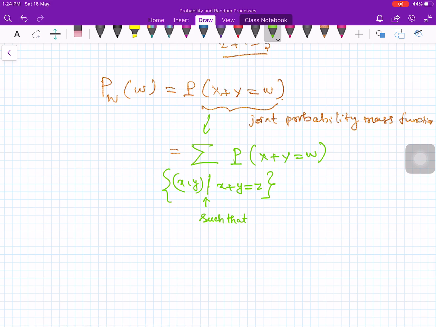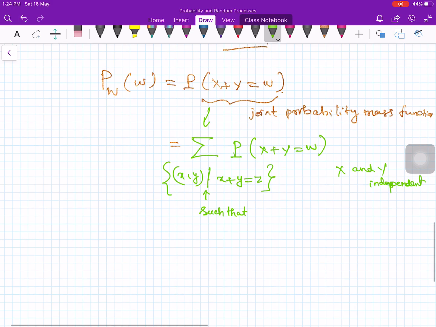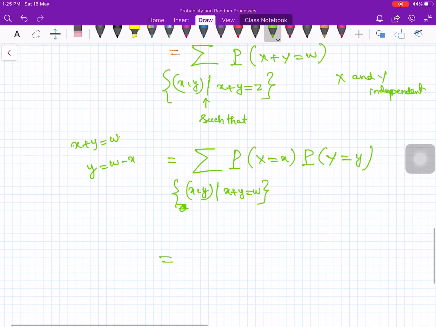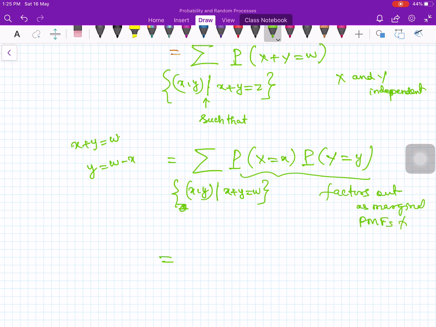Now it is a joint probability mass function and we assume that X and Y are independent. In that case, your joint probability mass function factors out into the marginal probability mass functions. Therefore this I can write as P of X equal to x times P of Y equal to y. Now we know that x plus y is equal to w. Therefore what is y? y equals w minus x. So here, the set of all y's such that x plus y equals w. I know how it comes: it factors out as the marginal PMF for independent random variables.